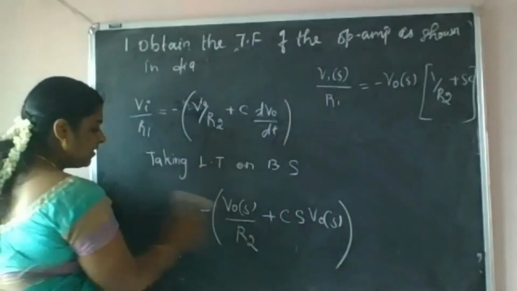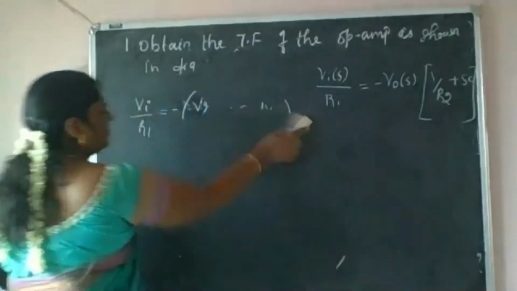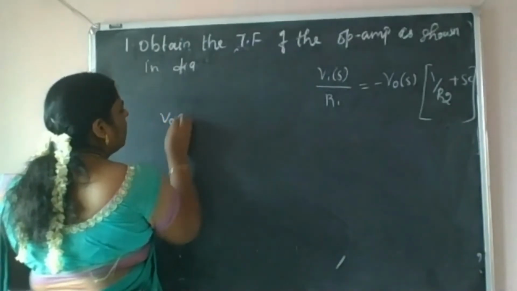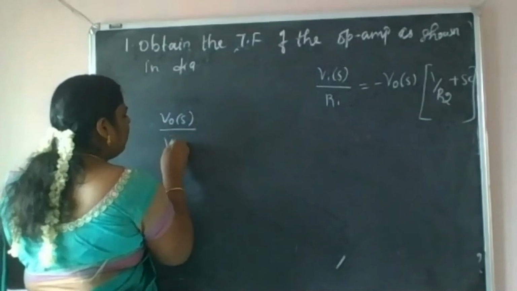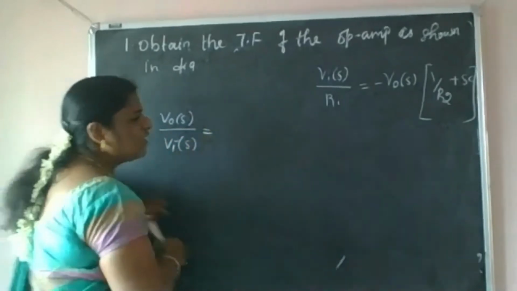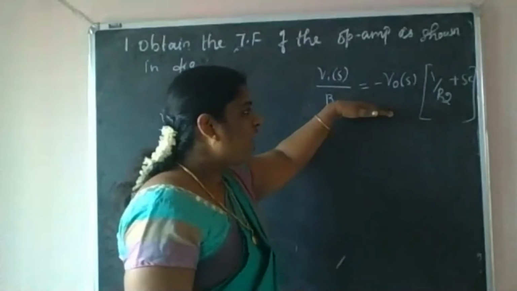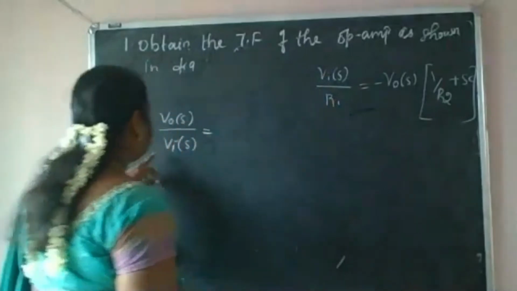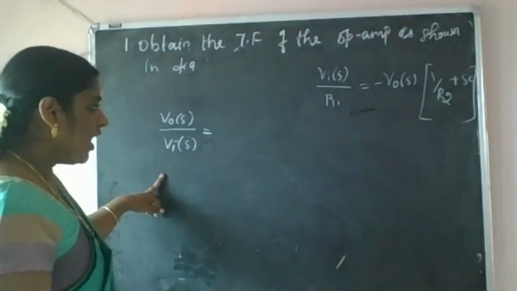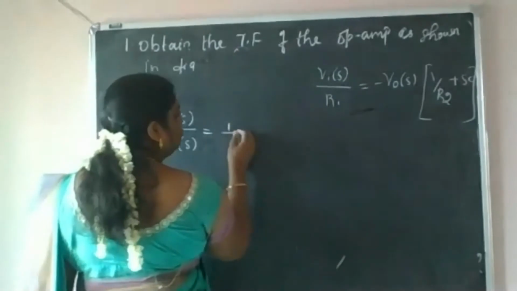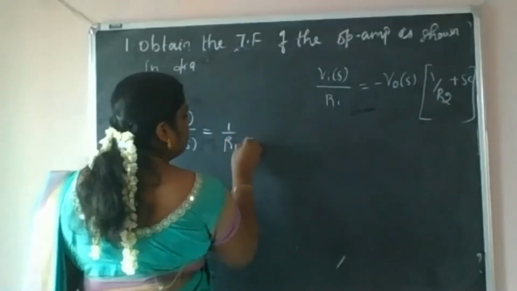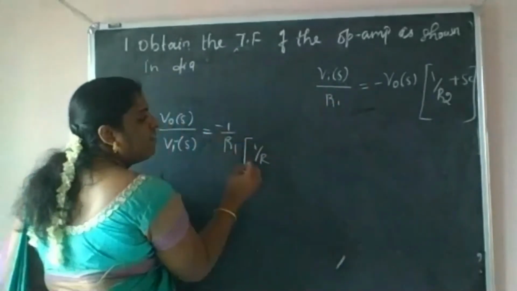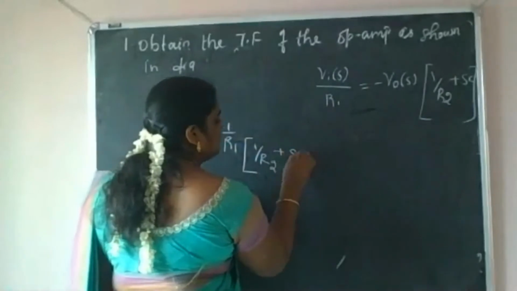So here I am rearranging this. From this, the value of V0(s) divided by Vi(s), just rearranging the terms from this equation. So we have to find the relation between output over input. So V0(s) divided by Vi(s) is equal to 1 by R1 into, so that we have minus symbol, this minus symbol can be denoted here, 1 by R2 plus sC.